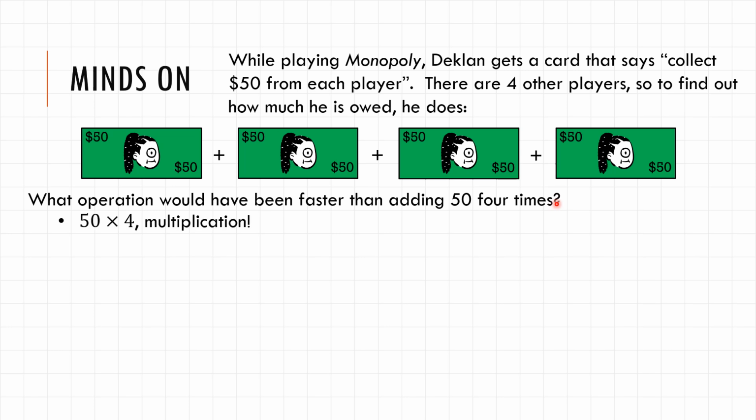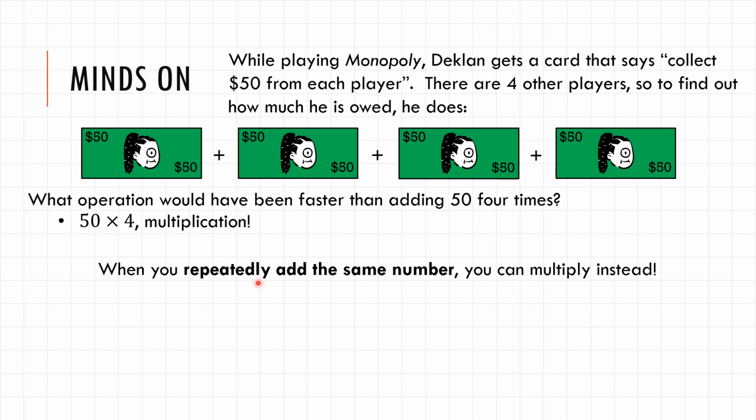Hopefully you got multiplication, right? When you're adding the same number again and again and again repeatedly, we call that operation multiplication. You can multiply instead to make it a little bit faster. This number just tells you how many times you're adding the same number.